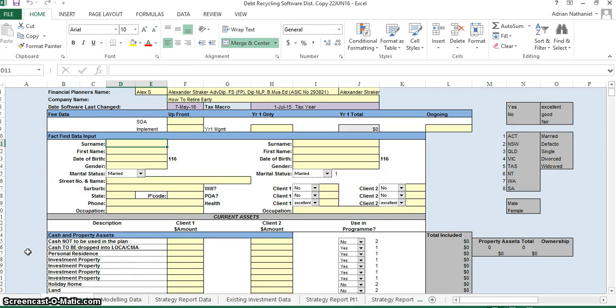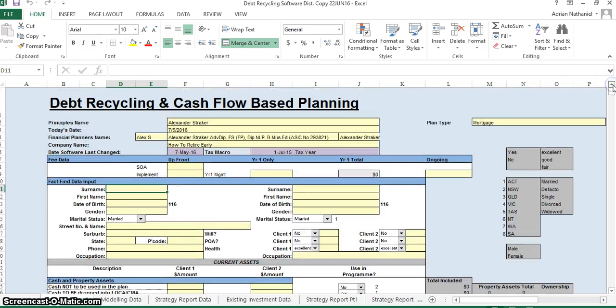Okay, I'm here with Alex Straker, and he is going through a training session of how to use his debt recycling calculator. Cool. All right, so we went through a bit of this the other day, but basically the 4 input tabs that you're mainly focused on when you start out are these first 4 in a row along the bottom here. Okay, so we've got fact find input, modelling data, strategy report data, and then existing investment data.